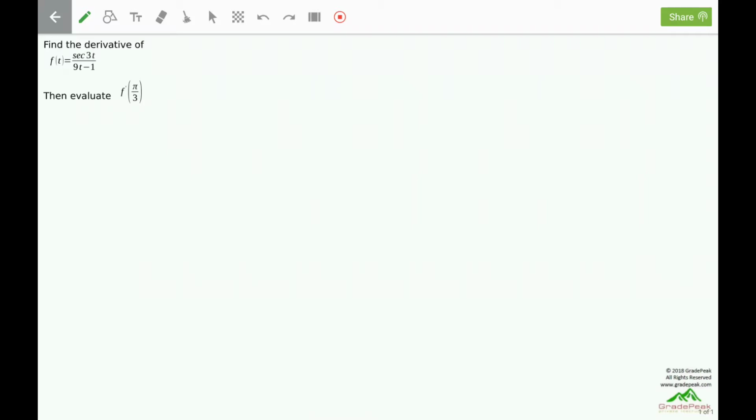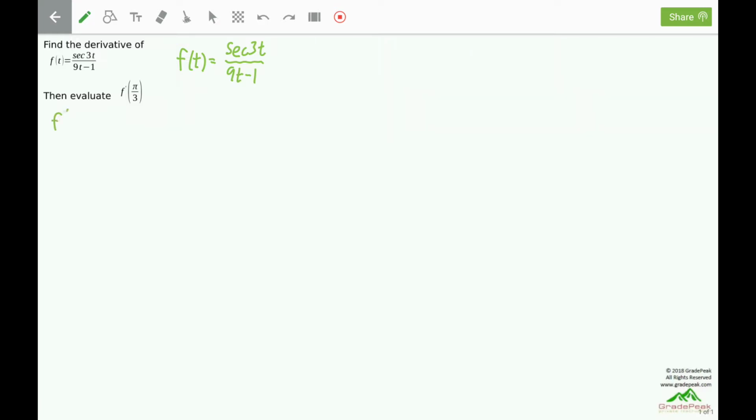Find the derivative of f of t equals the secant of 3t divided by 9t minus 1, then evaluate f prime of pi over 3. F of t here is the quotient of two functions: secant of 3t divided by 9t minus 1. The derivative will therefore use the quotient rule.